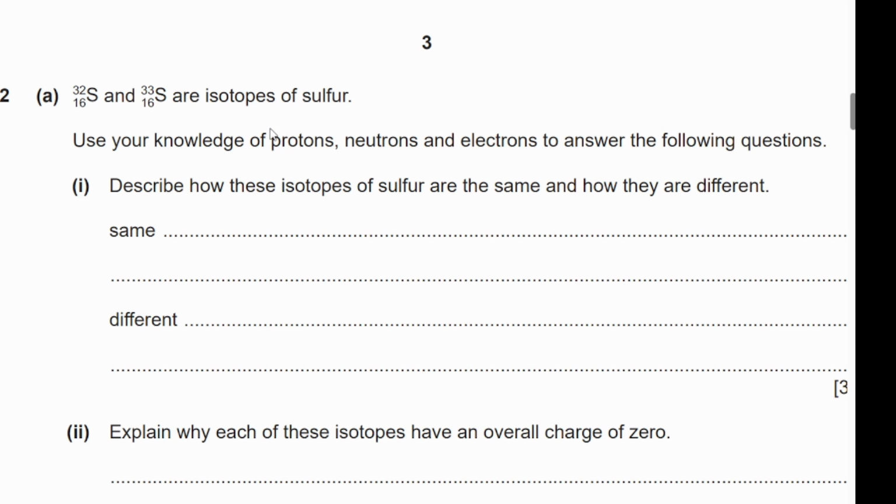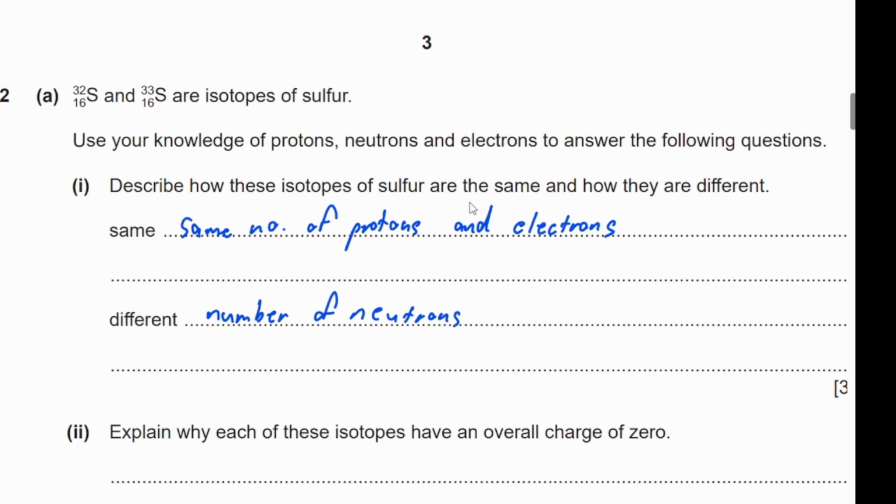So in isotopes, the similarities are they have the same number of protons and electrons. Because in isotopes, the only difference is that the number of neutrons are different. Okay, so in this case, you'll both be 16. But in this case, this isotope on the left only has 16 neutrons, but the isotope on the right has 17 neutrons. So 16 compared to 17, 17 has more than 16, right?